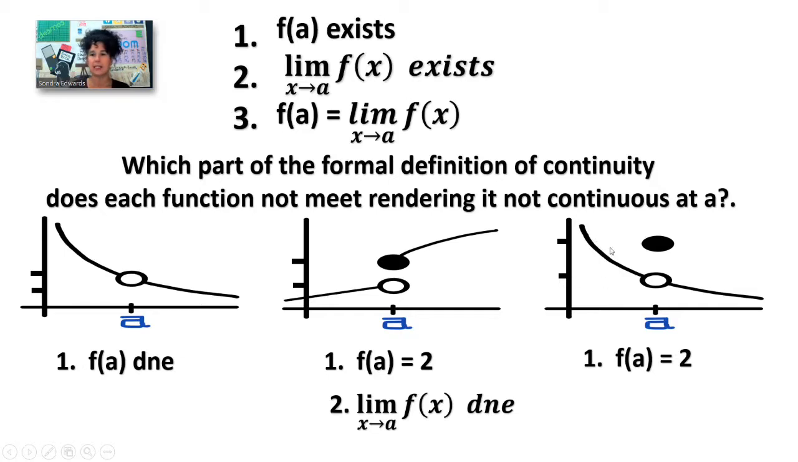So since the intended height from the left and right are both heading to 1, the limit as x approaches a of f of x equals 1. So we have satisfied part 2. The limit does exist. It happens to equal 1.